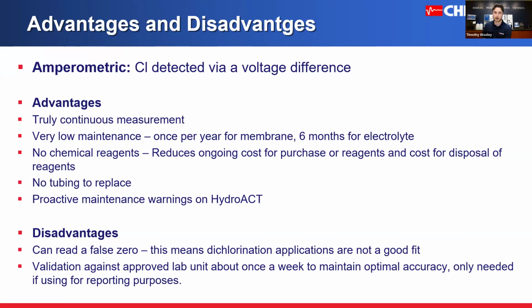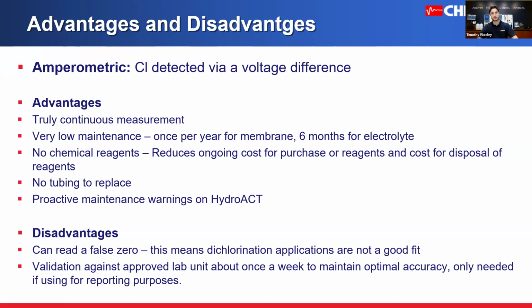They have no chemical reagents, which is a huge benefit. Not only does that save money, but it avoids the headache of having to change out those reagents and potentially dealing with the danger that comes with those reagents. These have no tubing to replace because there's no tubing for reagents to move through. And you can calibrate or input proactive maintenance warnings. Those are built in on our HydroVac system that will alert the operators or those working within the plant when you need to change out those consumables.